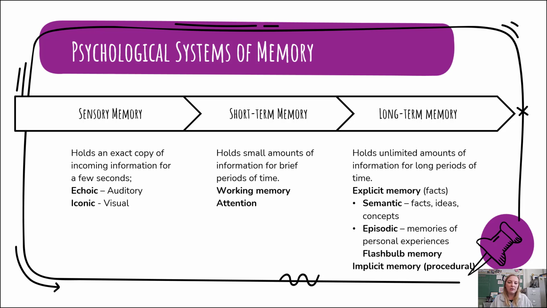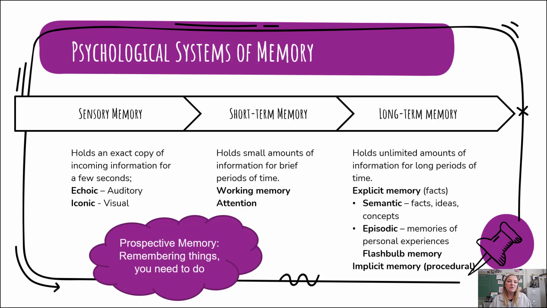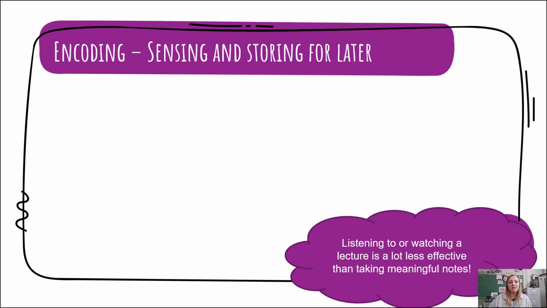Long-term memory also houses our implicit memories or procedural memories. These are types of memories that we no longer really have to think about. They just come automatically to us. An example of this might be playing the piano or shooting a basketball. We also have what we call prospective memory, and this is remembering things that we need to do in the future. So the process of encoding is sensing and storing information for later.